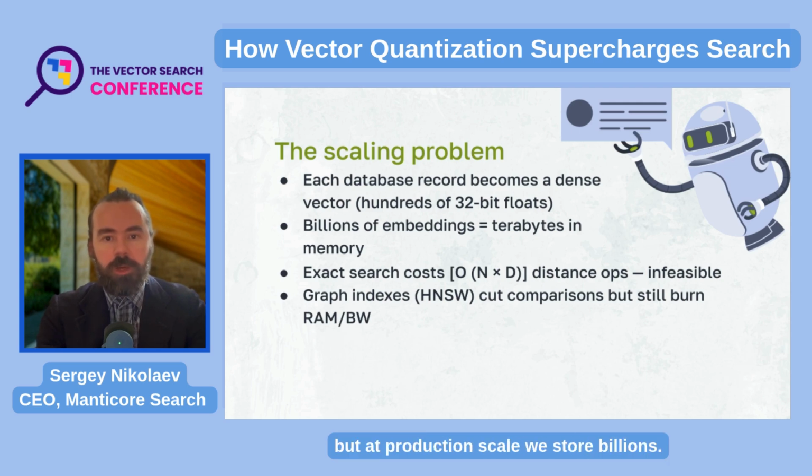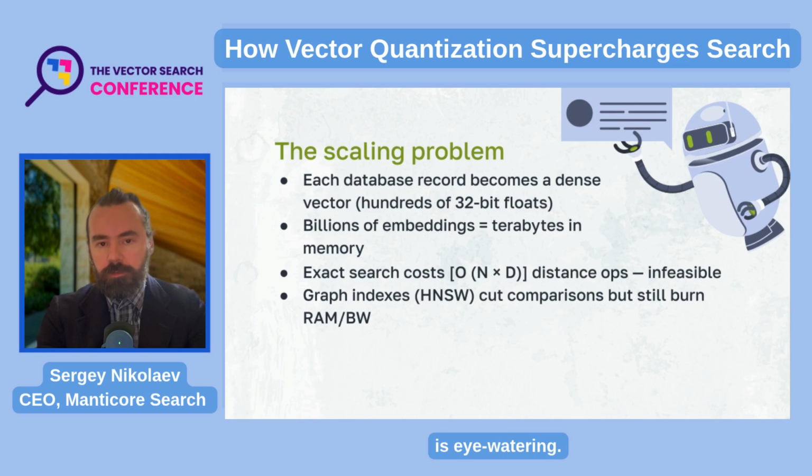One vector is tiny, but at production scale we store billions. 1,384 dimension vectors weigh in at roughly 1.4 terabytes if we keep them in full precision, and renting that much high-performance RAM is eye-watering. Search is even tougher than storage.